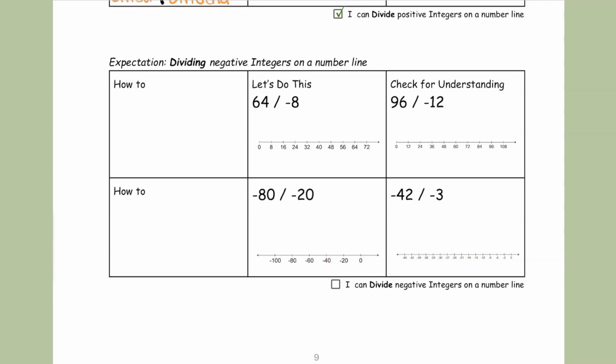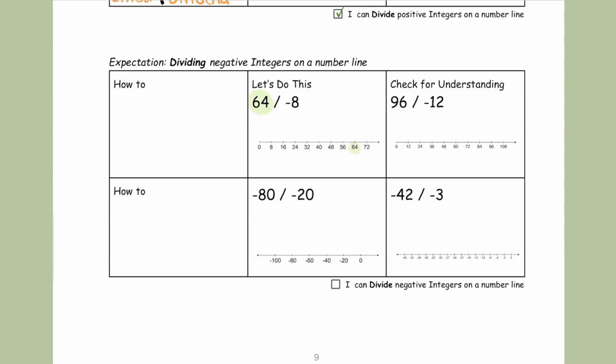Let's continue with dividing negative integers on the number line this time. The rules do not change. We are still going to start with our dividend. We're going to move the amount of spaces as our divisor, and we are still going back towards 0.